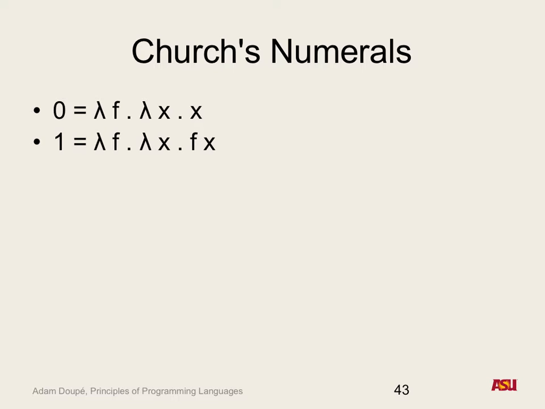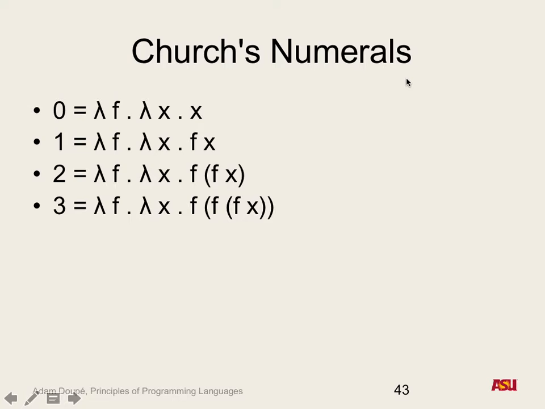So 1 is going to be f x: it takes in 2 parameters and applies the first parameter to the second parameter. That's it. 2 is going to call f of x and then apply that to f. 3 is going to do this 3 times. Tell me that you're starting to see the pattern. 4 is going to be f of x applied to f, applied to f, applied to f.